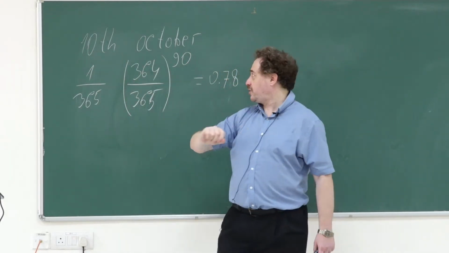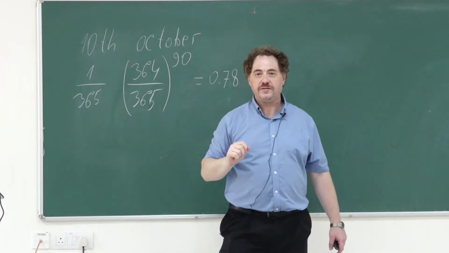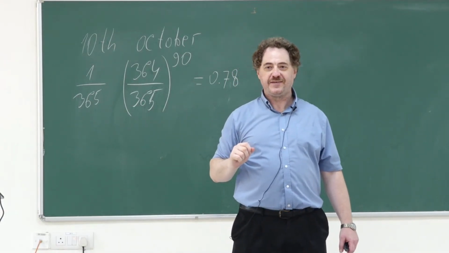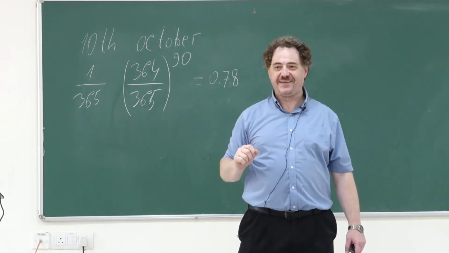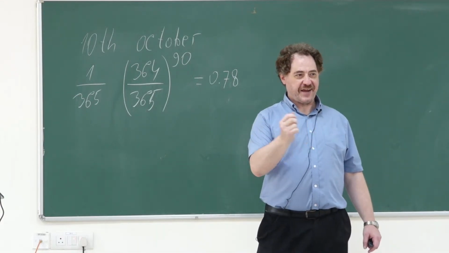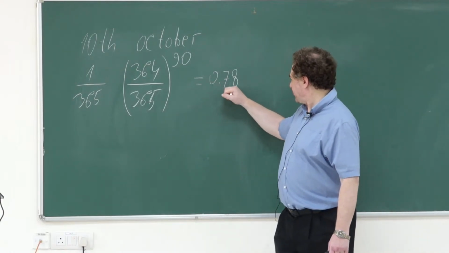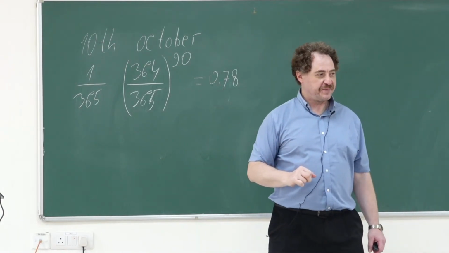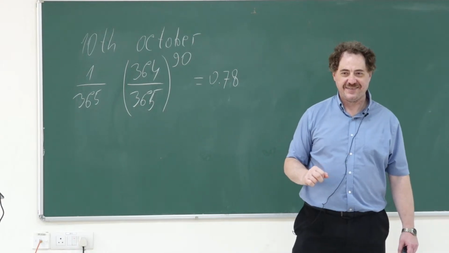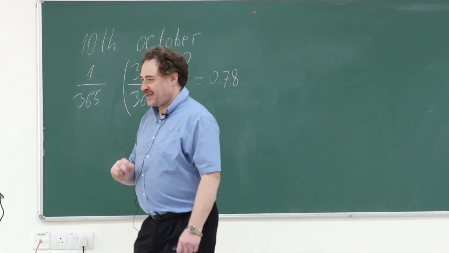Now let's do the test. Who is born on the 10th of October? Is there a person here? Okay, no one, right? So 0.78 is a sufficiently high probability.